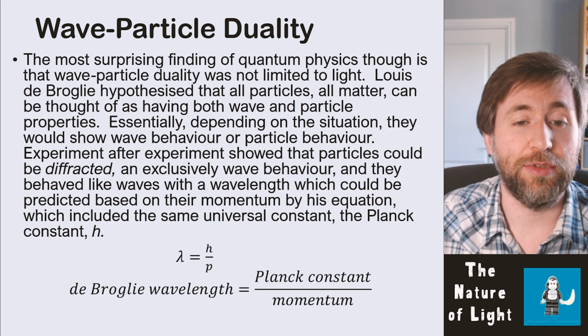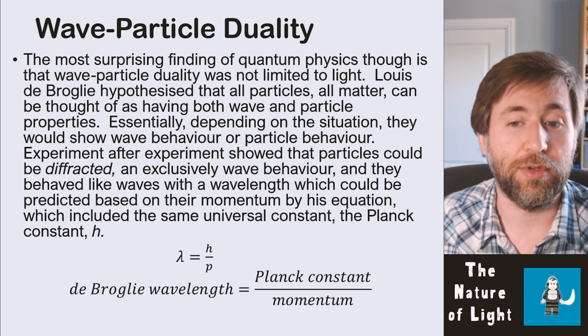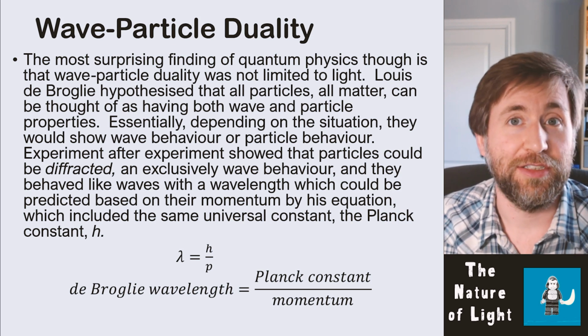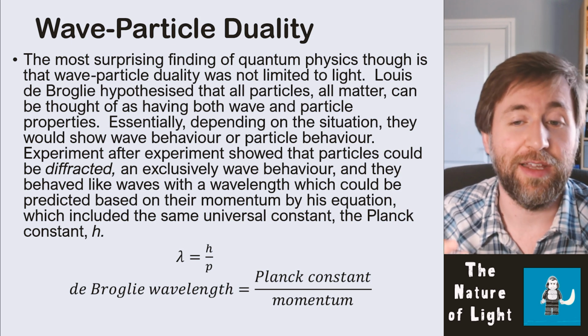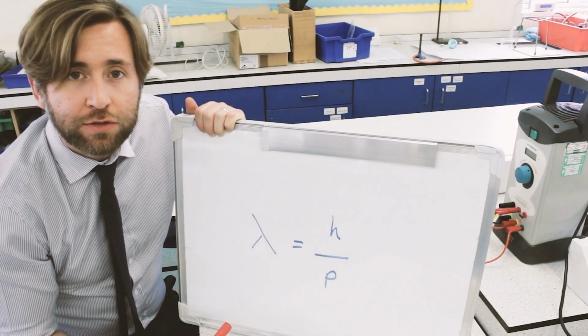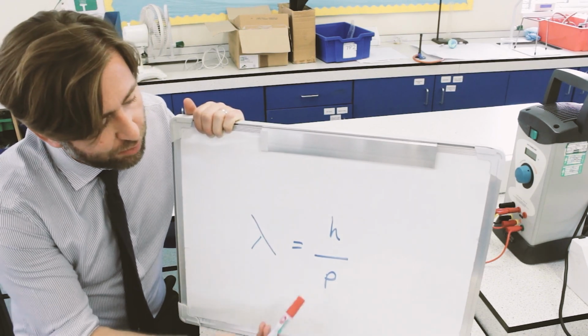So we have this thing called the de Broglie wavelength. And again, that was related by this universal constant that Max Planck had come up with, the Planck constant, H. So we can work out the de Broglie wavelength of a wave particle as being the Planck constant over its momentum. H is Planck's constant, which you're always going to have in a datasheet in A-level physics, and P is the momentum of the electron.